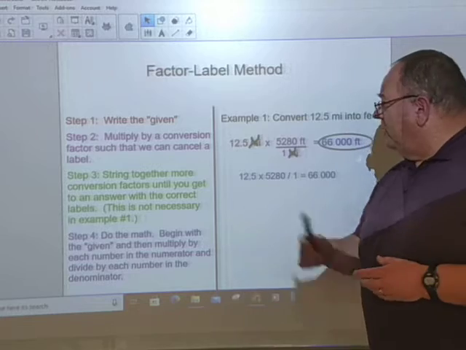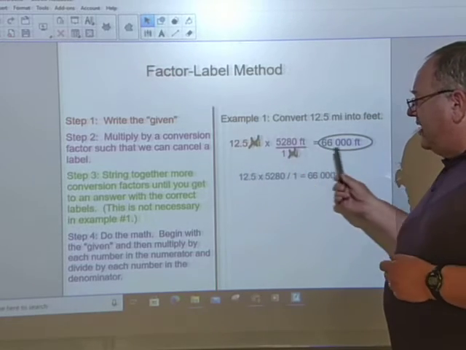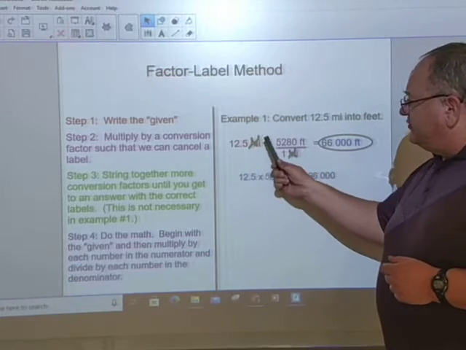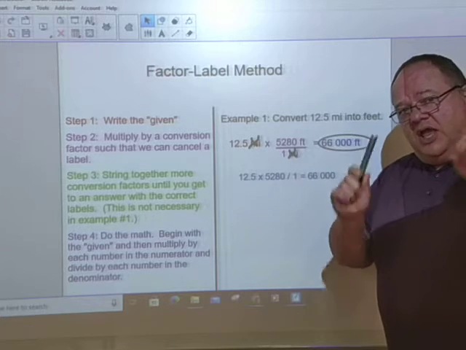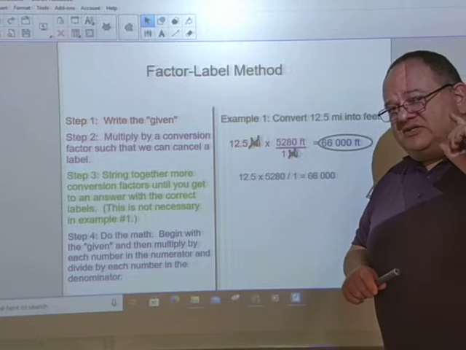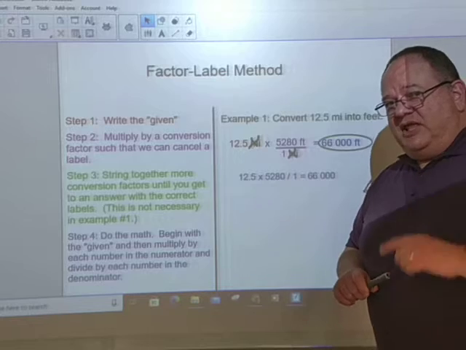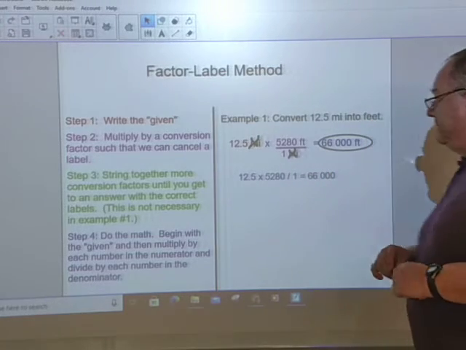There's our first example, and this is a factor label method setup. We're setting things up so that we look at our labels. Every time we write down a quantity that's a measurement, it has to have a label with it, and we have to do math with that.